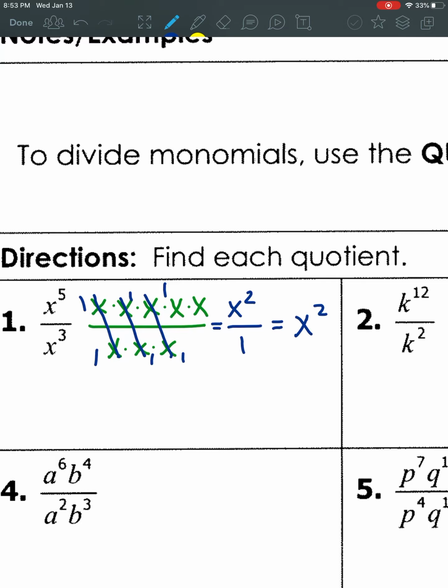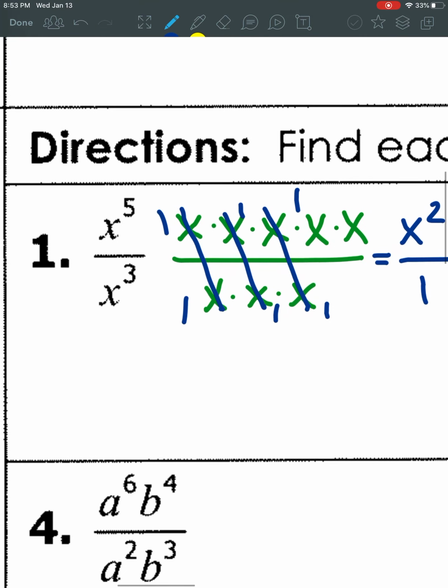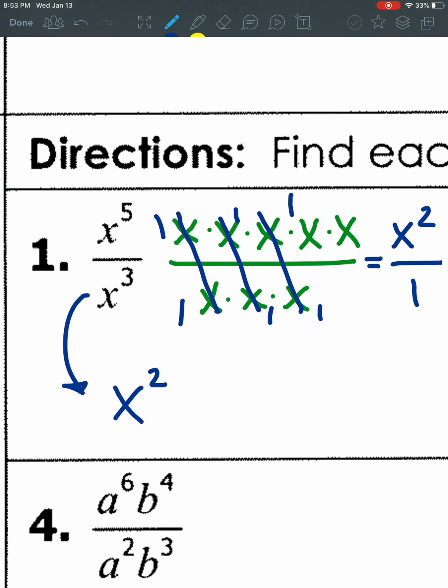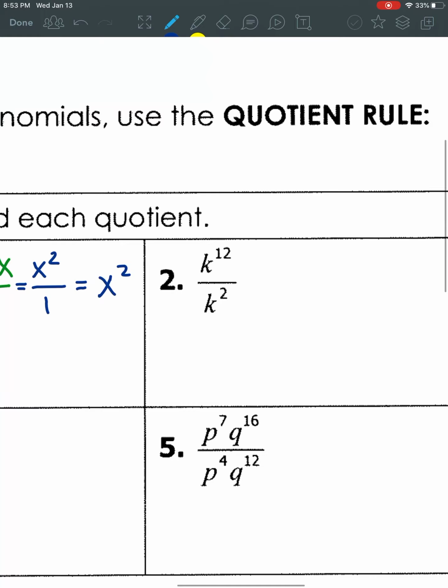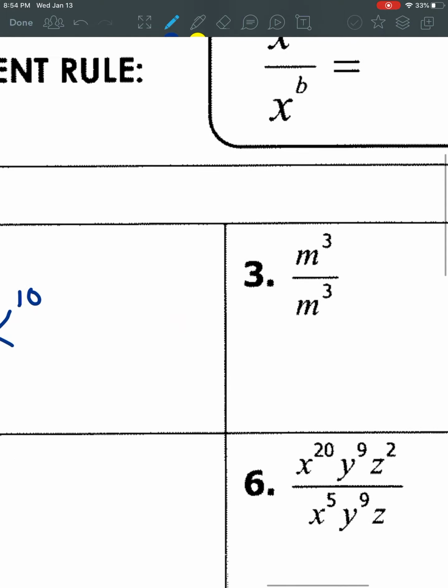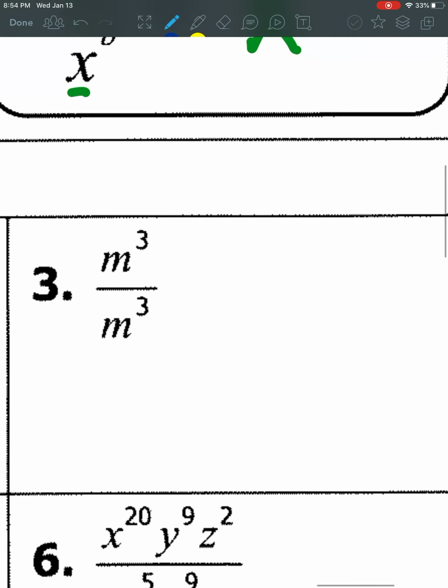So if you ever get stuck on exponents and you don't remember the rule, I would always expand it out like this. Or we could just use the rule where we keep the base, 5 minus 3, and we get 2. You get the same answer. All right? So here we know the rule now. So same base, keep it. And then 12 minus 2, we get k to the 10th power.